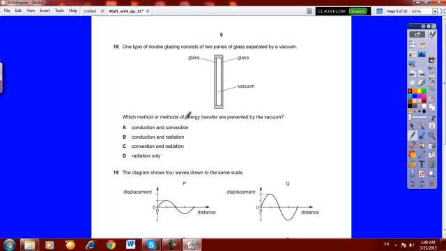Which method or methods of energy transfer is prevented by the vacuum? Actually, we have three methods of heat transfer, which are conduction, convection, and radiation. Only radiation depends on heat transfer by electromagnetic waves, which pass through vacuum. So vacuum will not affect it. Vacuum will affect only the other two: conduction, which is through solids and mainly metals, and convection, which is through fluids, liquids or gases. So the answer is A.